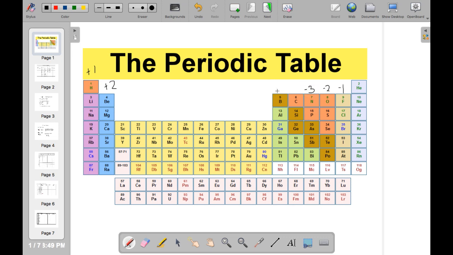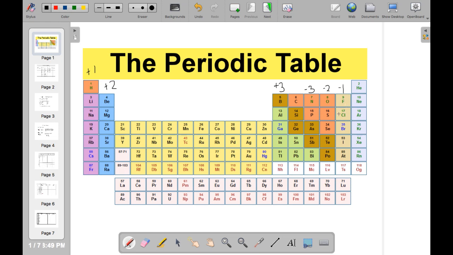Now this group 3 or 13 is sort of interesting. I'm going to put +3 here because the most common oxidation state for most of the metals in here is +3, but there are some exceptions. And when I say oxidation state, remember, what I mean is just the tendency to gain or lose an electron. And this is all tied back into valence electrons.